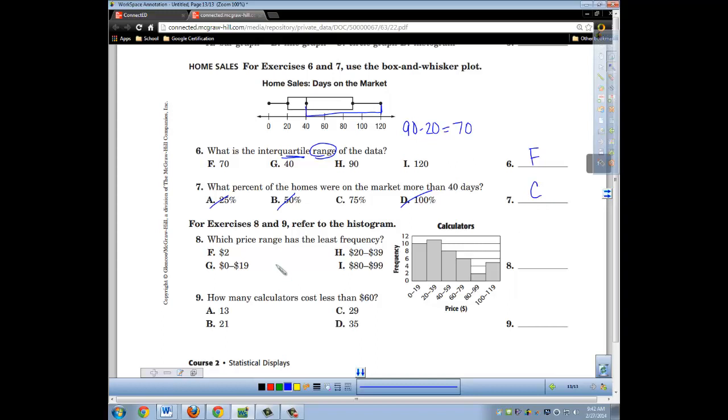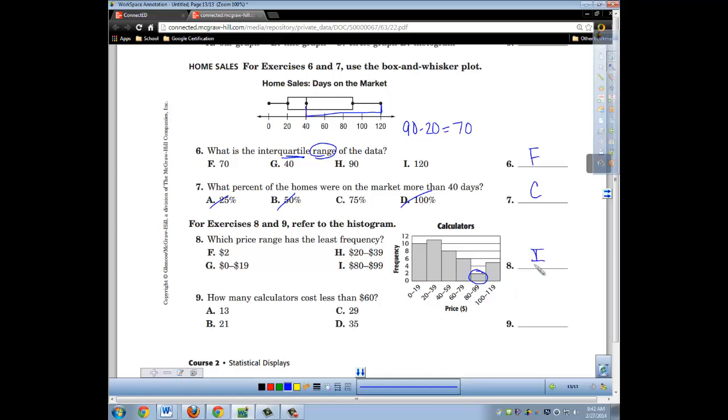Number 8, which price range has the least frequency? So right here, that's the bar that happened less frequently. It didn't happen very often, maybe about 2 times. So that was 80 to 89, so I.